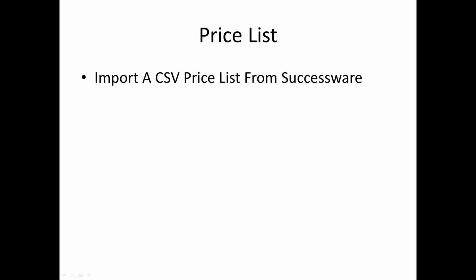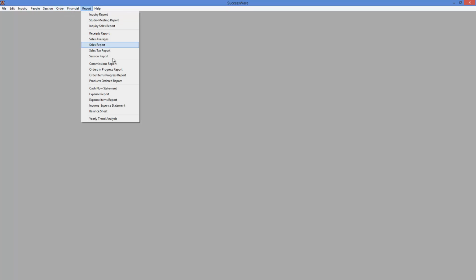The next thing we're going to import into StudioCloud is the price list. This is going to be a little bit complicated because we can't show you everything, because the demo doesn't let us do the full process, but we'll step through as much as we can. So go ahead and go back to Successware. We're going to go to the report sections, products order report, and we're going to click the export button.